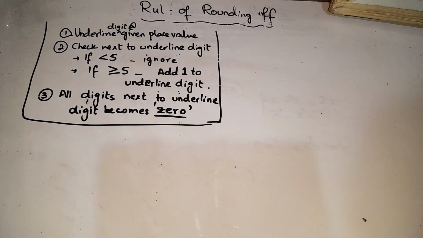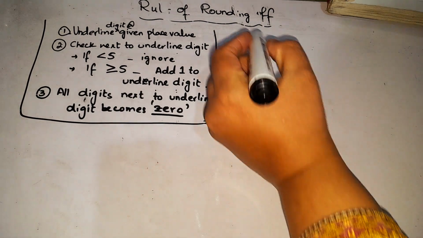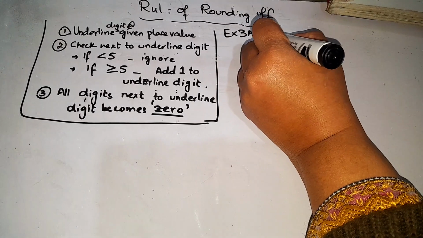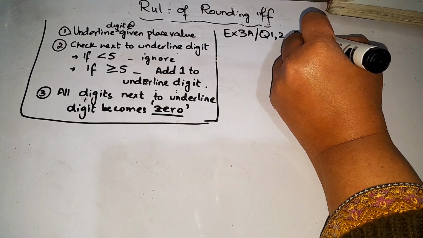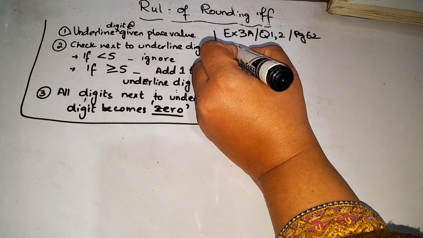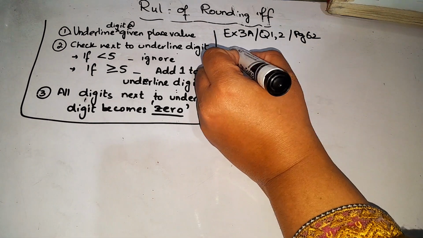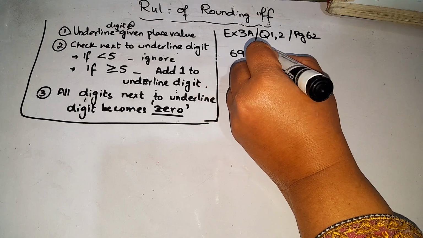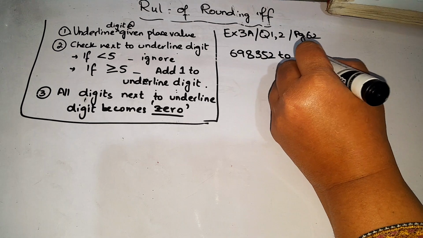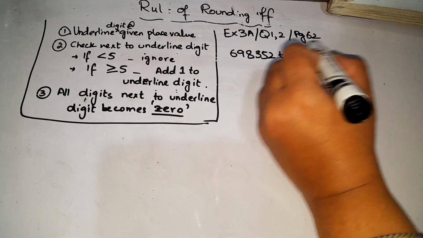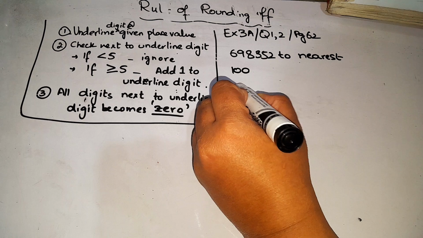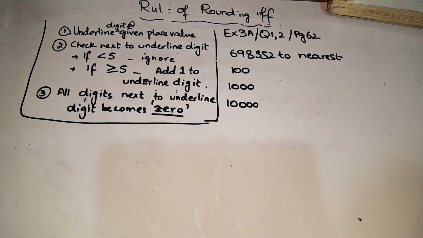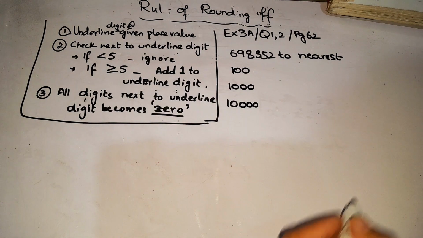So to practice the rule, we are going to solve exercise 3A, question number 1 and 2. It's on page 62. So question number 1 is you need to round off the number given, 698,352, to nearest. There are 3 parts. First is to nearest 100, then to nearest 1000, and then to nearest 10,000. So we will solve all these parts separately.